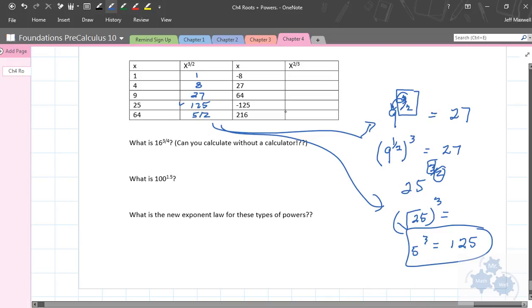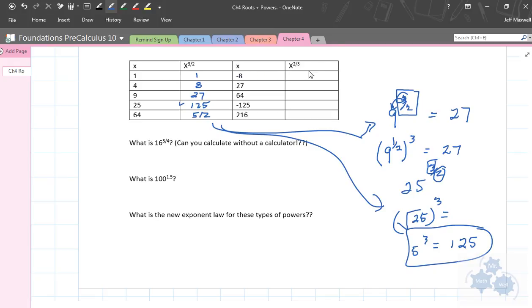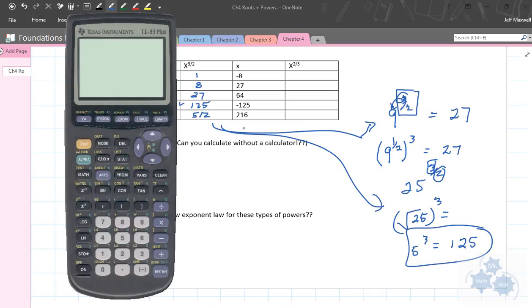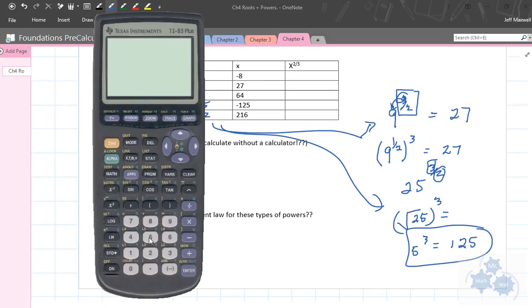Okay, let's do 2/3. What about negative 8 to the power of 2/3? What'd you get? You got error? Anybody else get error? Yeah? Okay, did you do the whole bracket thing? Okay, good. Let's check it out.